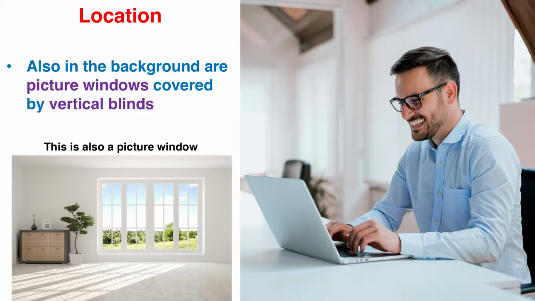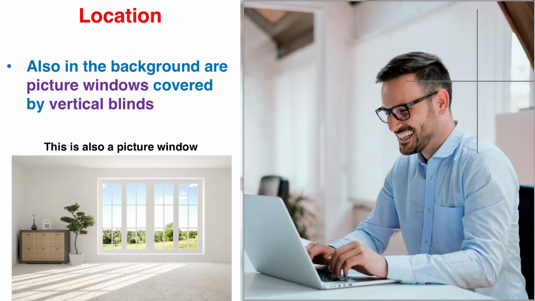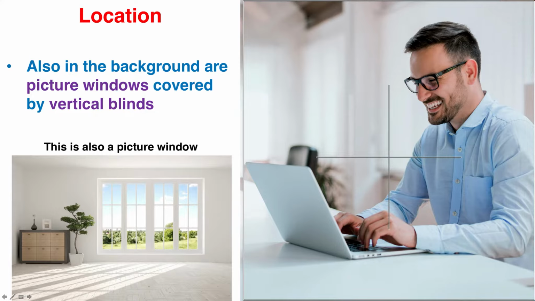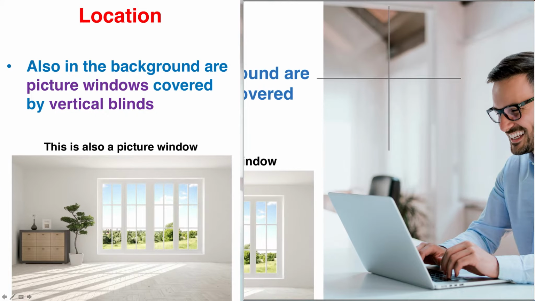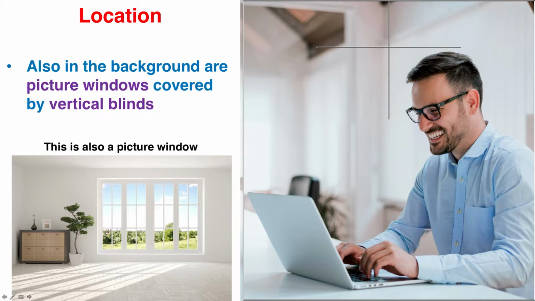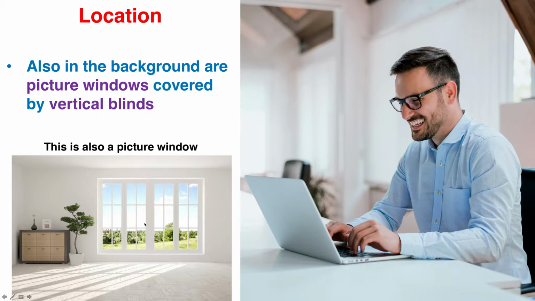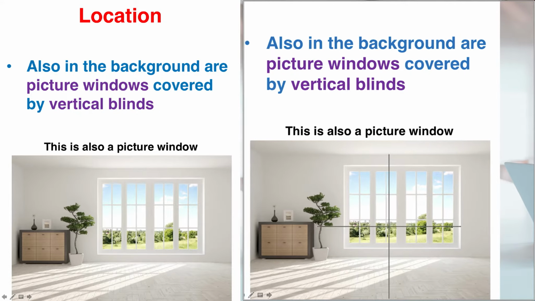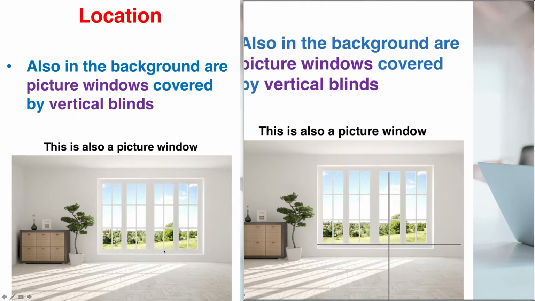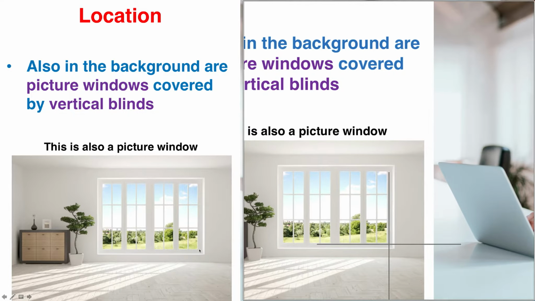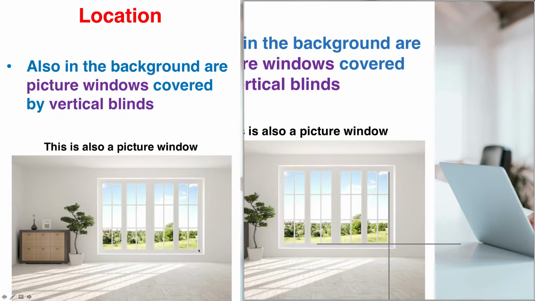Another couple of details you can add to our description is that in the background there are picture windows, and these windows are covered by vertical blinds. So a picture window. These are called picture windows because of their size. So here's one, and then here's another picture window over here. So any kind of a big window like this you can refer to as a picture window. Another example would be right here. So notice how the outside looks like or is framed like it is in a picture, hence the term picture window.